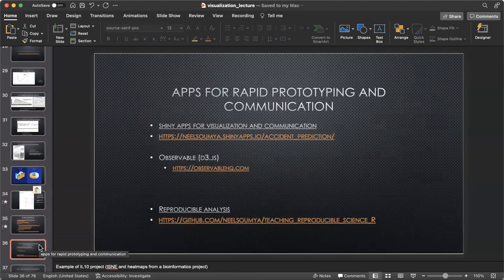Some nice way of visualizing and communicating these to different stakeholders is to make interactive applications. R has a very nice way of doing it using Shiny. Here are some examples from my own past work. You can also use D3.js to build these. And closely related to that is building reproducible pipelines and reproducible notebooks that you can share with stakeholders. Again, our GitHub repository for doing that is right here.